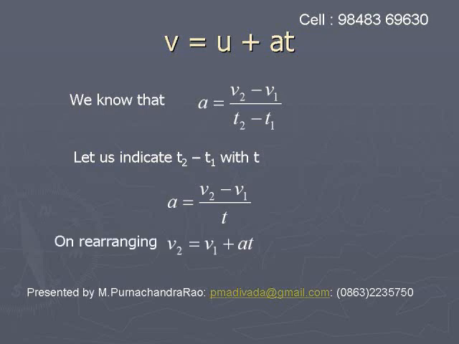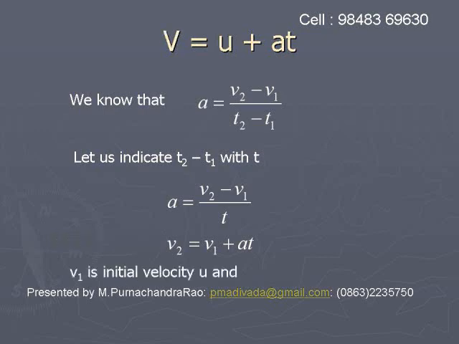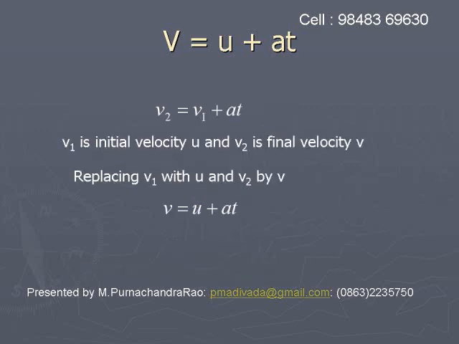On rearranging, we will get v2 is equal to v1 plus at. v1 is the initial velocity. Generally, we represent this initial velocity with the symbol u, and the final velocity will be represented by v. So, v2 will be replaced with v and v1 with u. Hence, the relation becomes v is equal to u plus at.